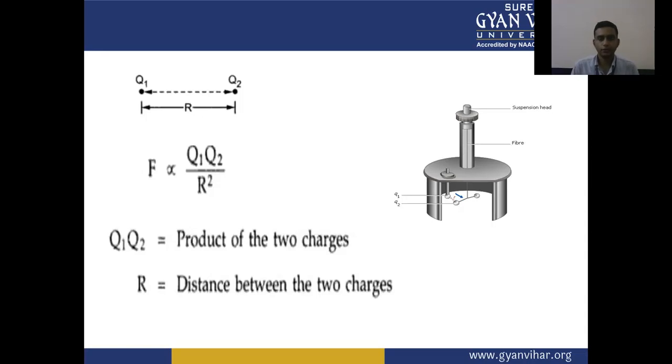Here we have one example of charges. The two charges Q1 and Q2 are given, and the suspension head and the fiber are also given. The force between the two charges Q1 and Q2 is applied, and they are at a distance r. Q1 Q2 is the product of the two charges, and r is the distance between the two charges.